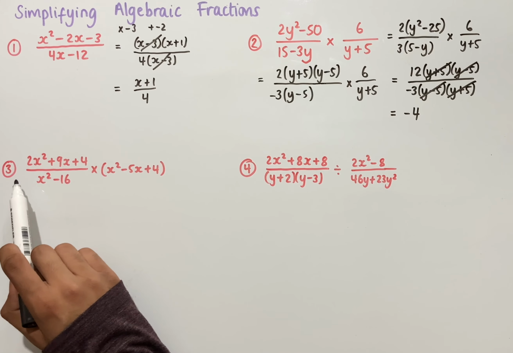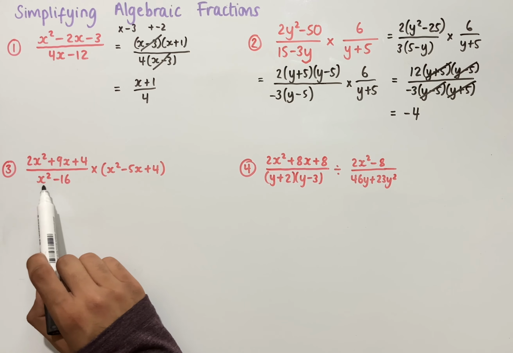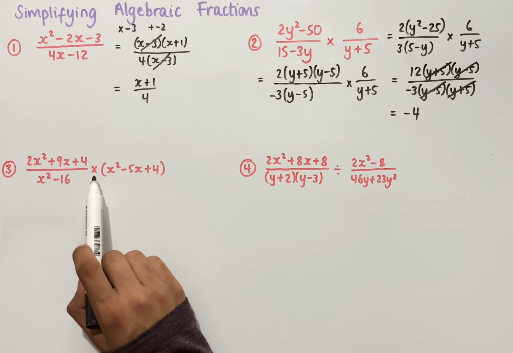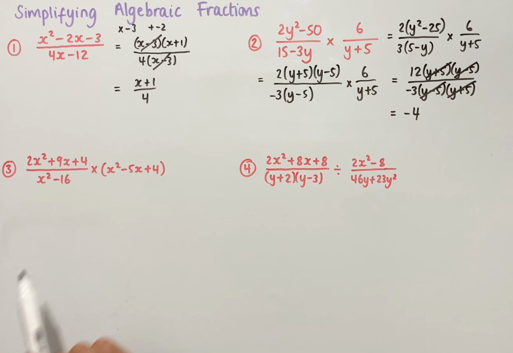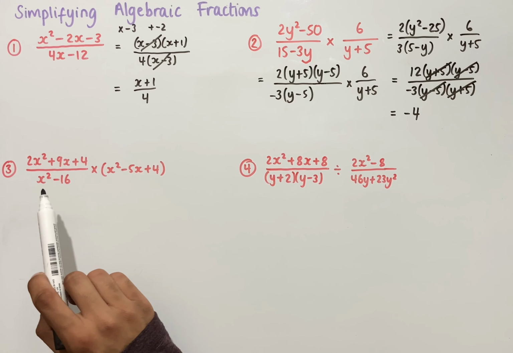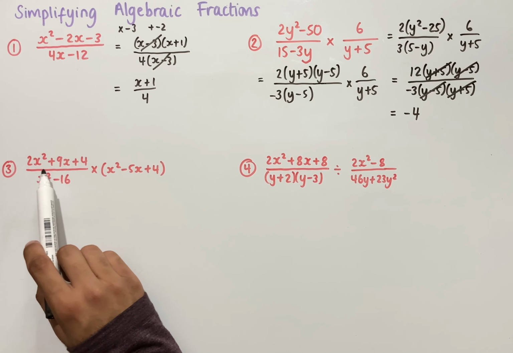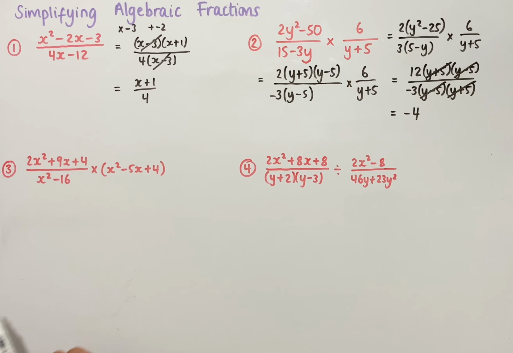The third example is to simplify 2x squared plus 9x plus 4 all over x squared minus 16 multiplied by x squared minus 5x plus 4. Again, we start by factorizing as much as possible and then cancelling where appropriate. So beginning with the numerator, we have 2x squared plus 9x plus 4, which is a quadratic.